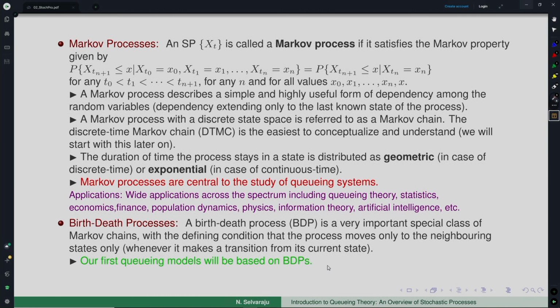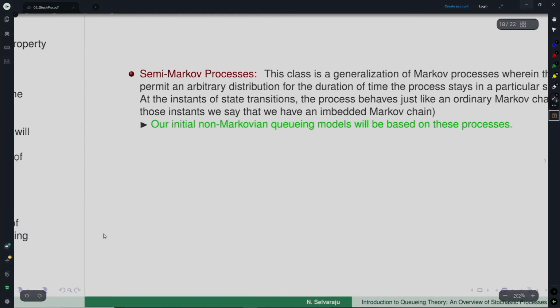Again, we are defining different classes: a subclass of Markov processes, the birth-death process. The reason is that the finer the class becomes, the more information and the more theory you can develop with respect to that particular class, at least that is the idea.